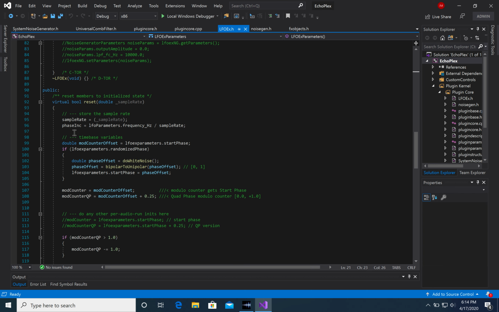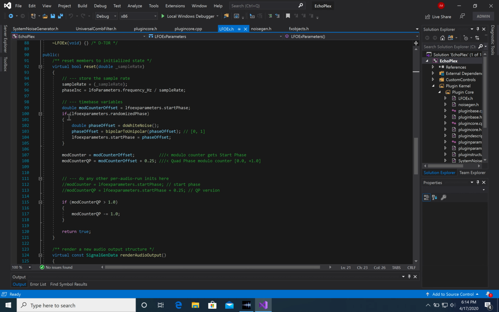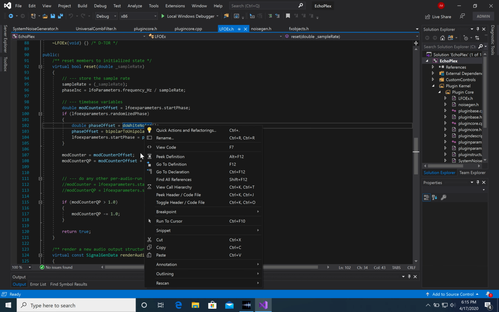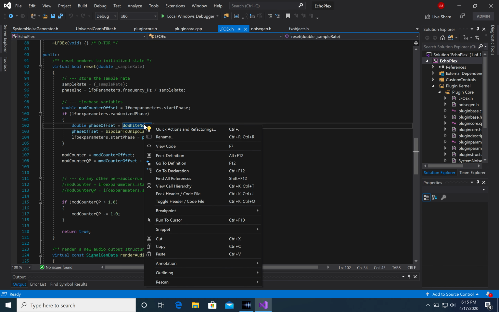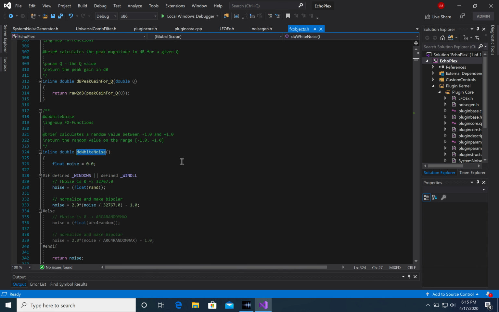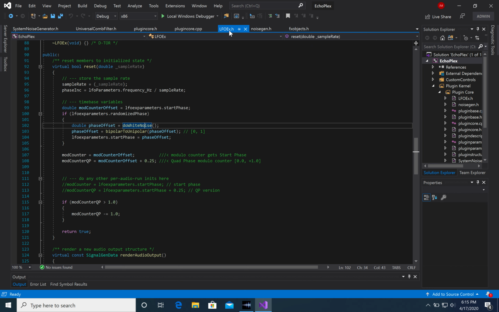Here we are resetting the object, and that consists of creating the randomized phase, which is equal to a white noise signal that we are inheriting, I believe, from noisegen.h, or maybe that's just a functionality. Oh, never mind. It comes from FX objects. But anyway, it's a white noise signal that controls the randomized phase of LFOEX.